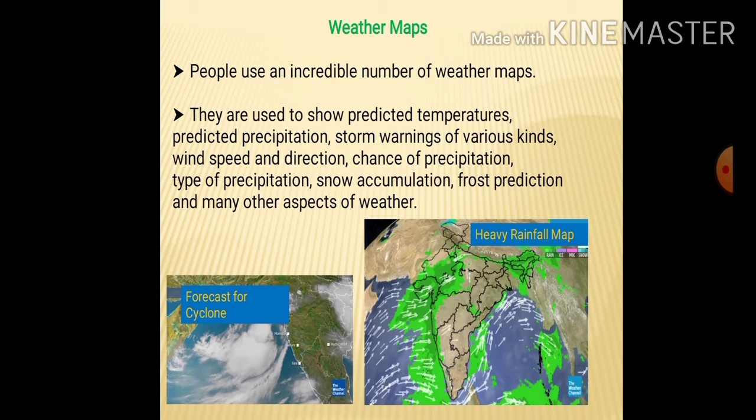People use an incredible number of weather maps. They are used to show predicted temperatures, predicted precipitation, storm warnings of various kinds, wind speed and direction, chance of precipitation, type of precipitation, snow accumulation, frost prediction, and many other aspects of weather.